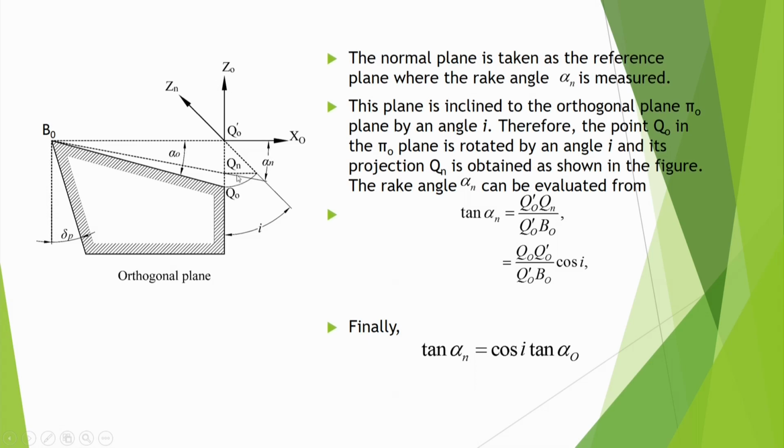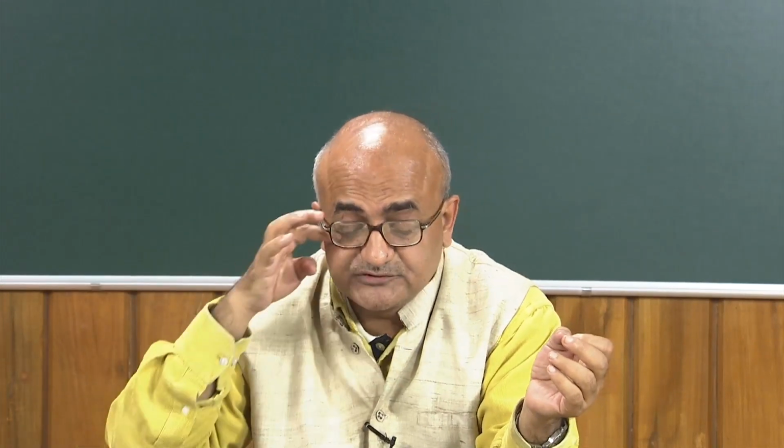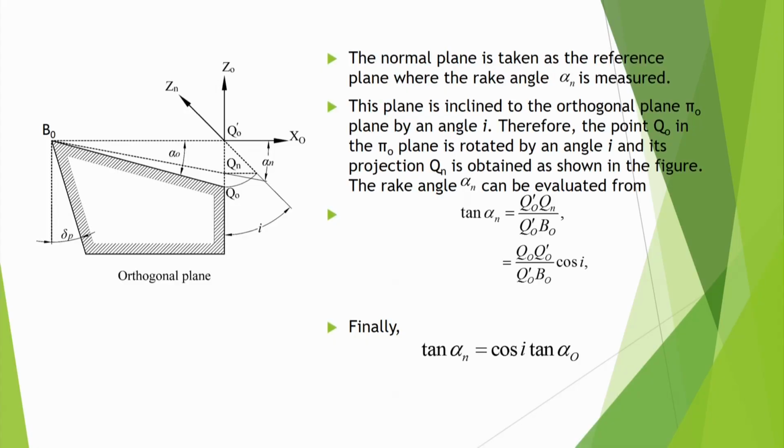In a way, I have an orthogonal plane like this book, and now I have inclined it towards you, or towards me. So that means the plane has become inclined. So this plane is inclined to the orthogonal plane by an angle I. Therefore, the point Q0 in the pi 0 plane is rotated by an angle I, and its projection Qn is obtained as shown in the figure. That means projection is taken like that, and the rake angle can be evaluated from this one.